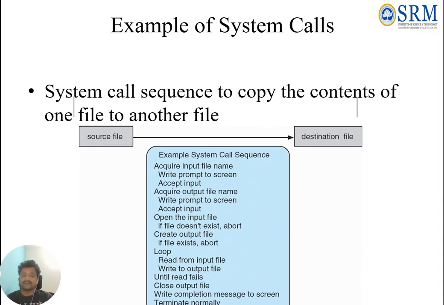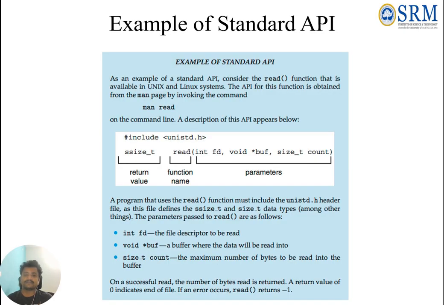The same sequence continues until the complete message or command is displayed on the particular interface. After displaying the complete message on the interface, the program terminates normally. This is the standard interface, where you will have a standard header, unistd.h.